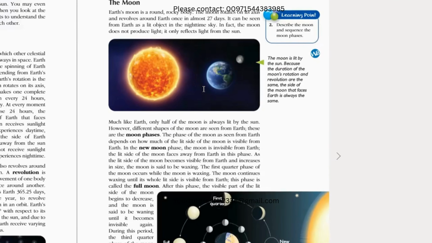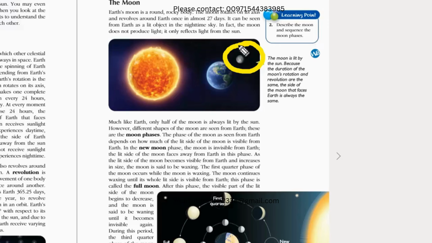The moon. The moon is also a round rocky body. Let me just circle it so everyone can see it. Okay, it's right here. The moon rotates on its axis. Now look, it's rotating and it's revolving. Both things, the same thing as the Earth was doing. It takes almost 27 days for it to revolve around the Earth once.